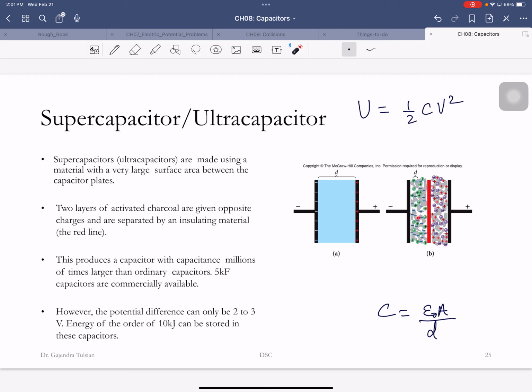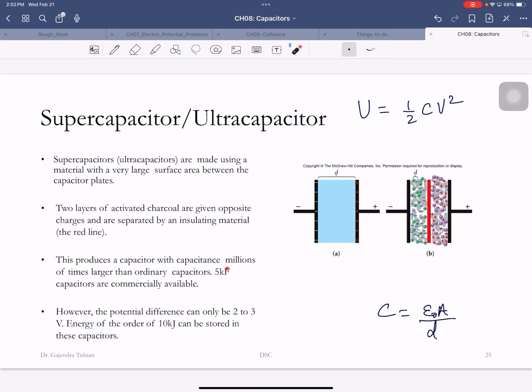So here's a way to do it. They put activated charcoal, which is fine carbon powder, and the area is effectively the surface area of all those little particles. So that's how you increase the area tremendously. Here's activated charcoal. Two layers of activated charcoal are given opposite charges and separated by an insulating material. That's the dielectric, the red. So you increase the area by using fine powder. This produces a capacitor with capacitance millions of times larger.